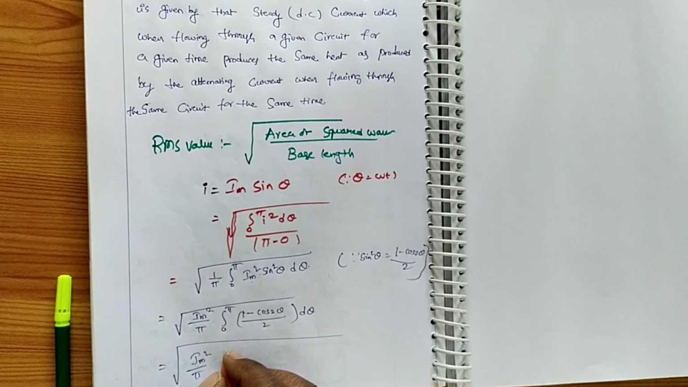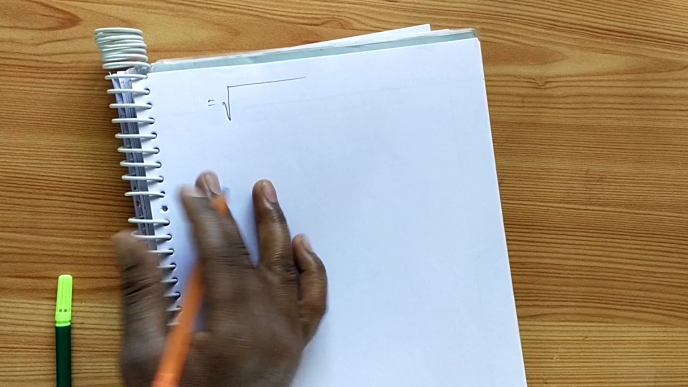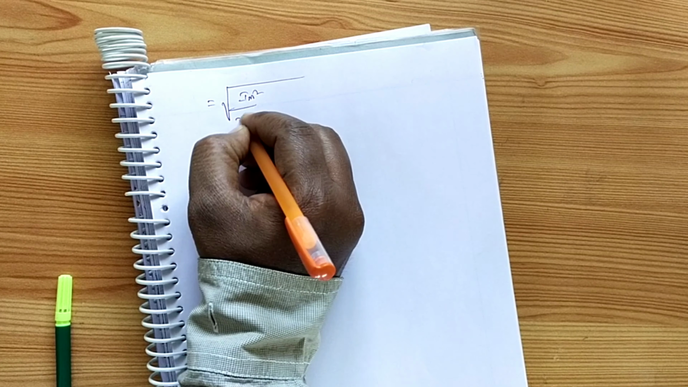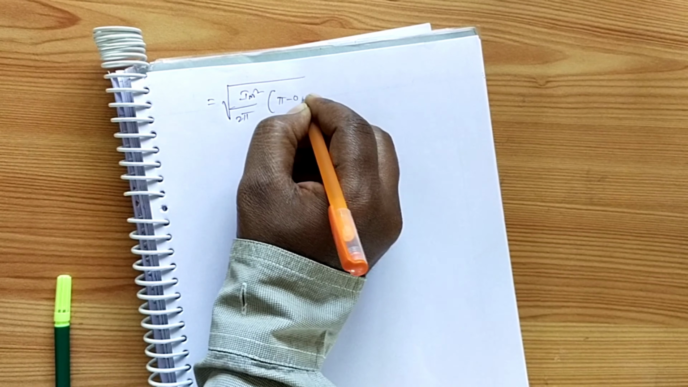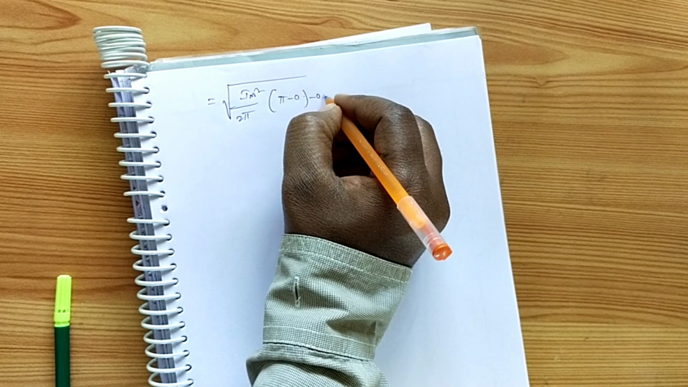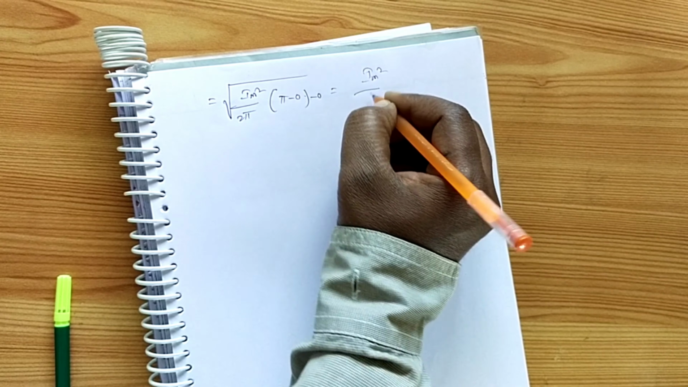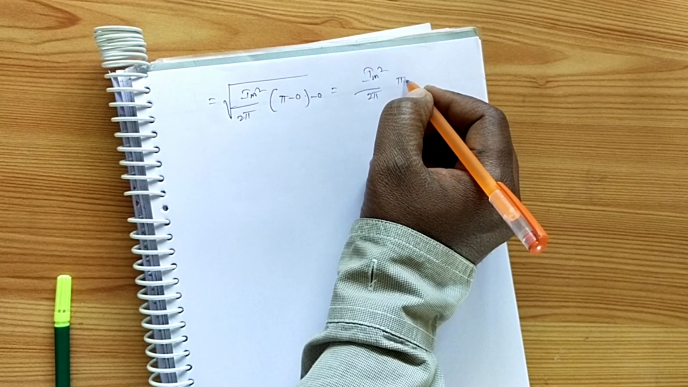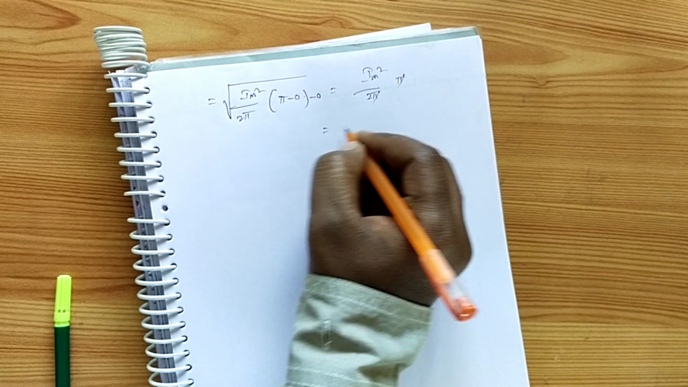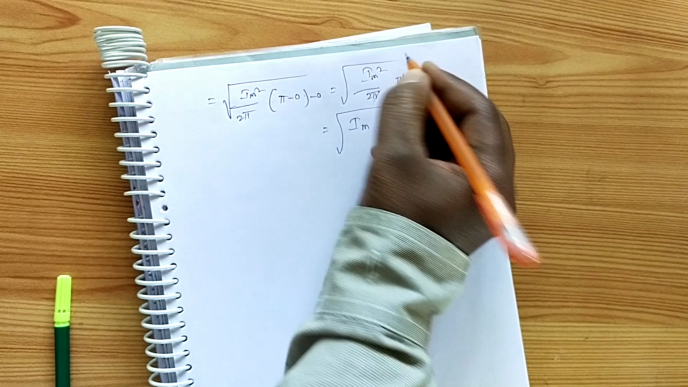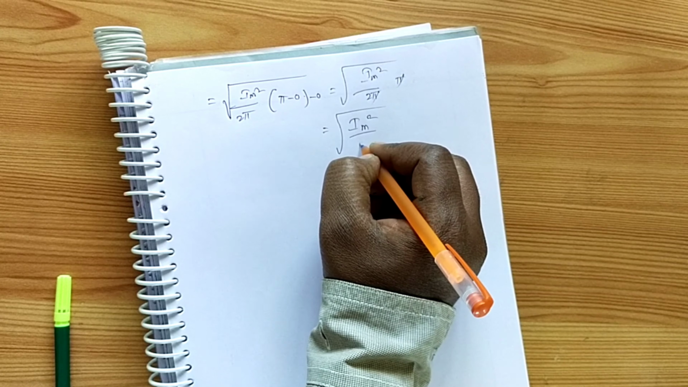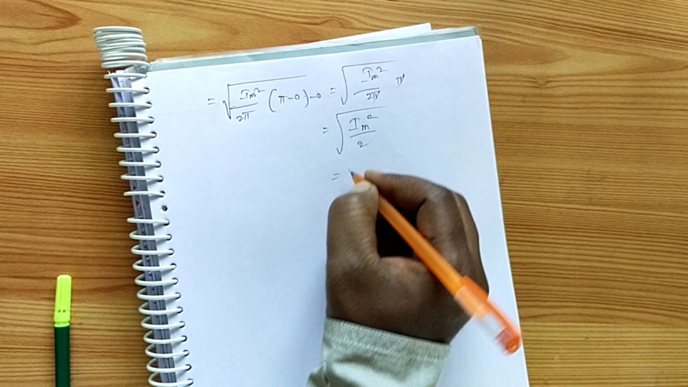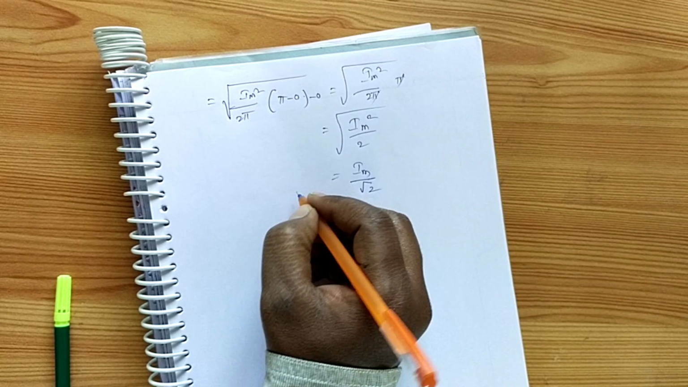Now we can write like this. That equal to square root of Im square by 2 pi into pi minus 0 minus 0, that equal to Im square by 2 pi into pi. This pi gets cancelled, that is square root of Im square by 2. We can write as Im by root 2. This is the RMS value.